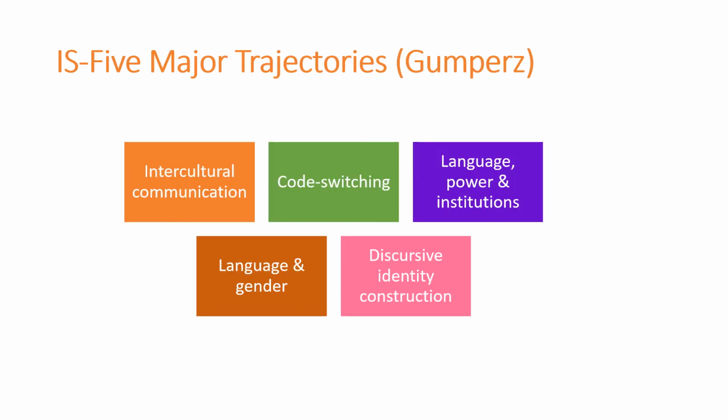Gumperz mentions five major trajectories in IS research. Firstly, intercultural communication. Now, when you consider that the focus is on interpretive procedures, intercultural communication is an interesting focus because the interactants may have differing understandings and background knowledge. Also linked is code switching. Language, power, and institutions. Another trajectory is research looking at language and gender. And then finally, there are studies that look at discursive identities and how they're constructed in interaction.